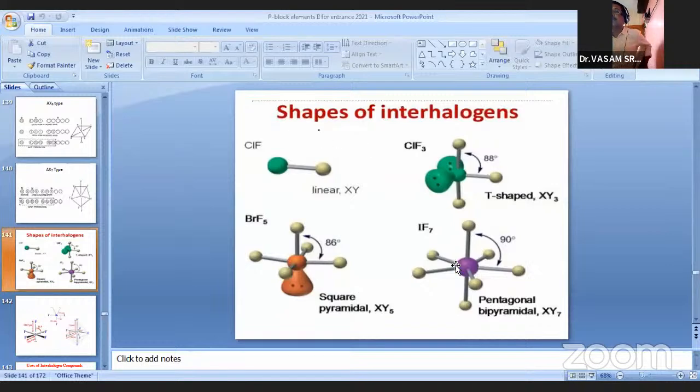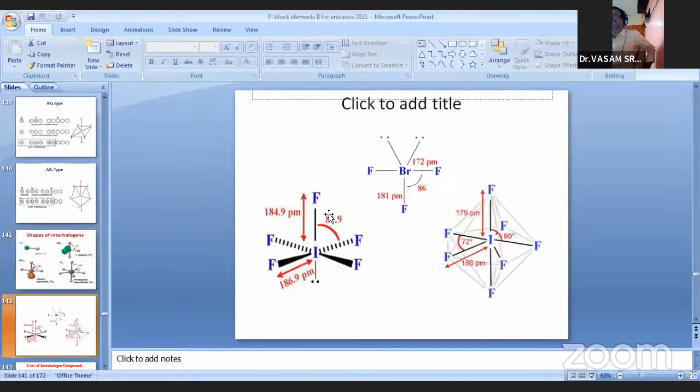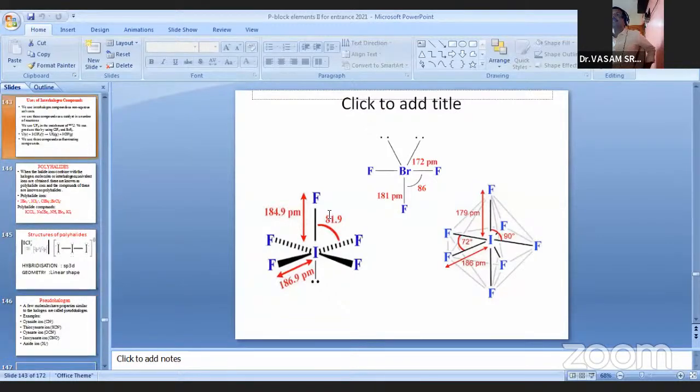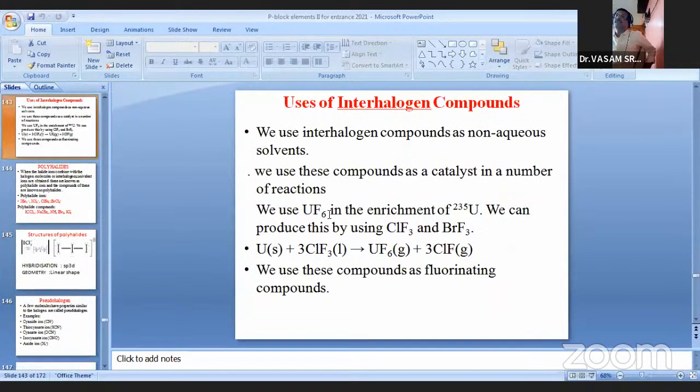So these are all the shapes of the interhalogen molecules: AX type, AX3, AX5, AX7. So from an examination point of view, remember the number of sigma bonds, number of lone pairs, hybridization, and geometry. These 4 characters are important for the examination. And these are the bond angle and bond length of halogens. And the uses of interhalogens.